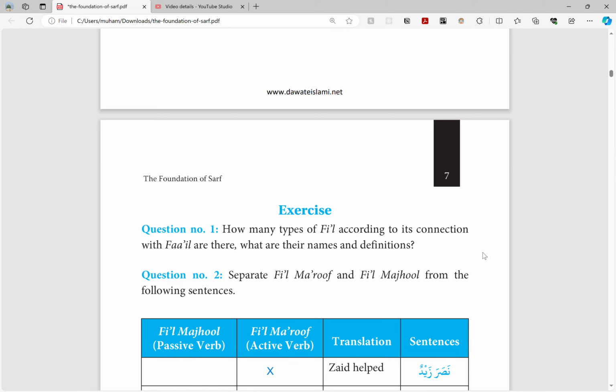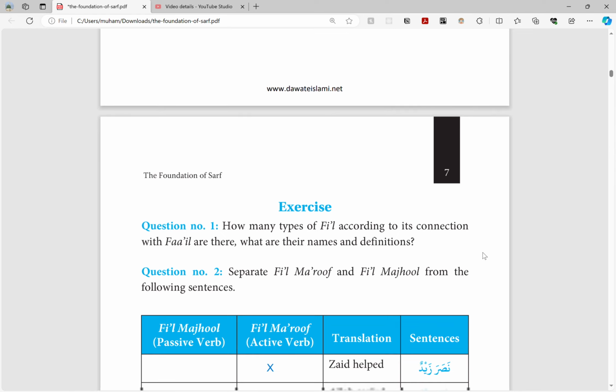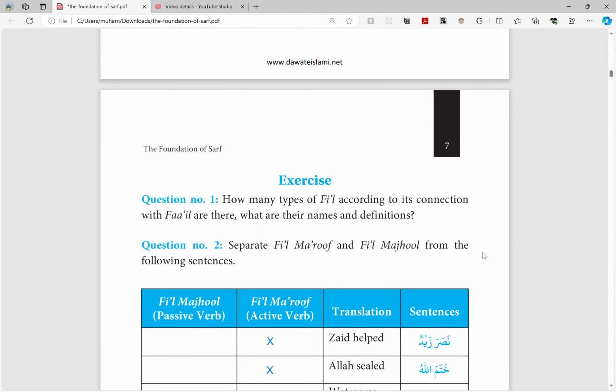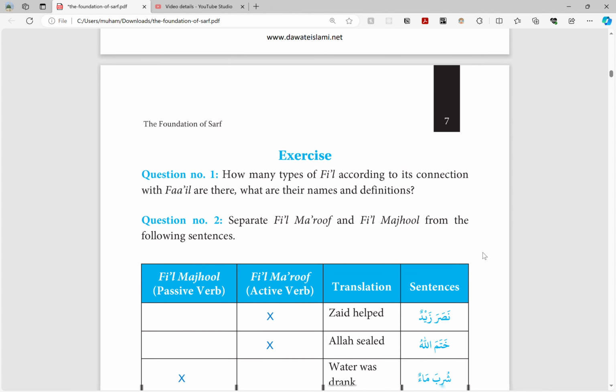Alright, so nasara zaydun, Zayd helped. Zayd is the doer, Zayd is the one helping, so we know it's fi'l ma'ruf, active verb. Khatam Allahu, Allah subhanahu wa ta'ala sealed. So we know who the fa'il is, Allah subhanahu wa ta'ala, so it's fi'l ma'ruf.